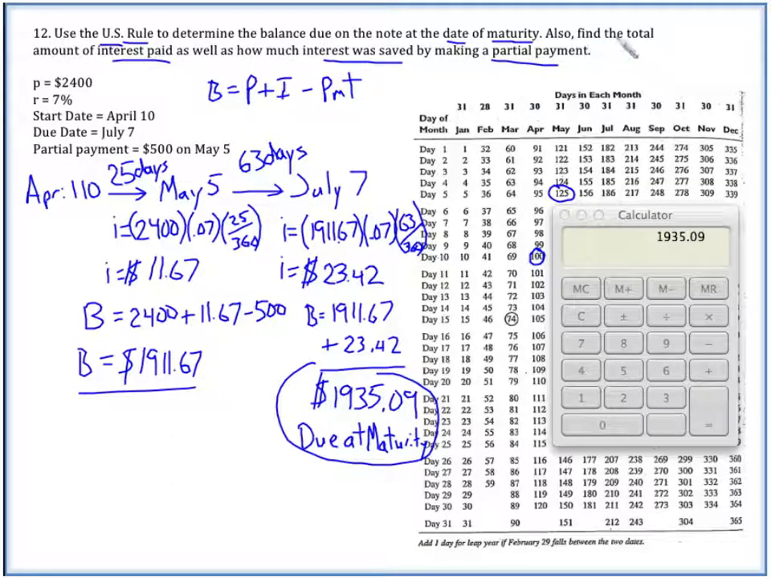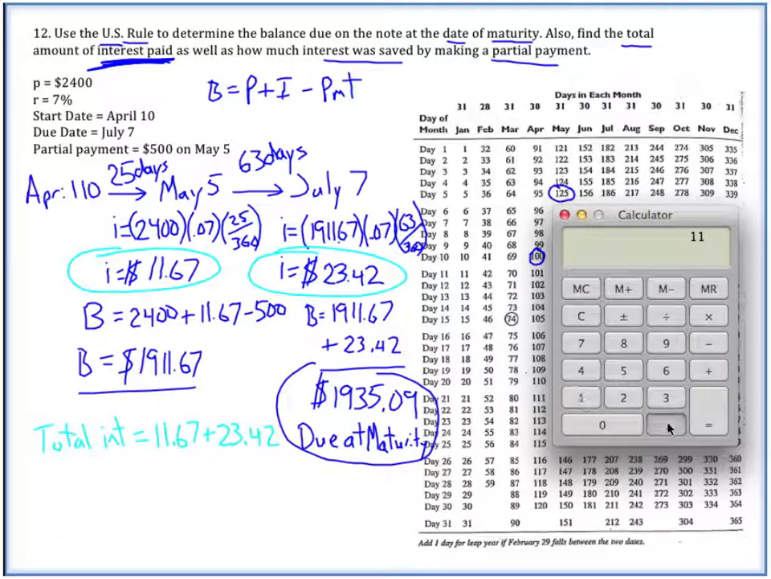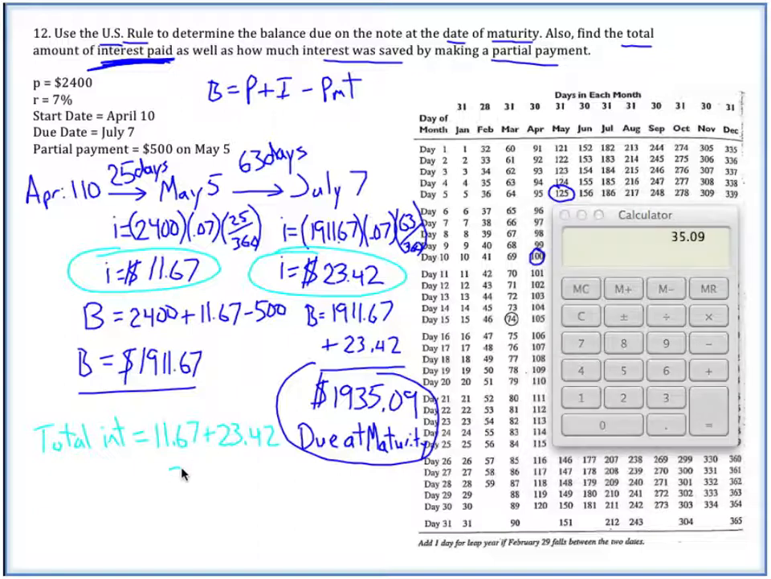Okay, a couple other questions. It says, find the total amount of interest paid. Well, to do that, we would simply go through and find all of our interest amounts, and we're going to add those up. So we'll just say total interest. That's going to be 11.67 plus 23.42. Okay, and the total interest then was $35.09.